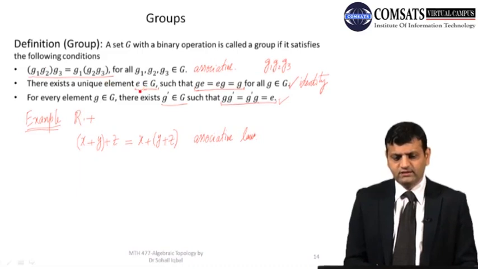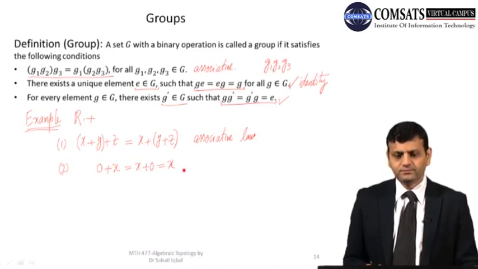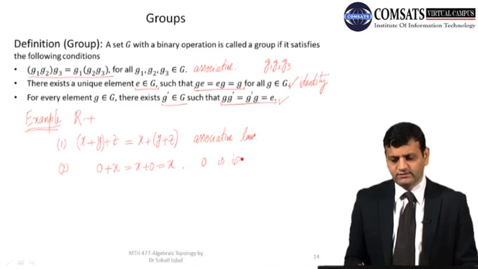Let's see if there exists an element such that if I add a real number and that element in any order, the result is the same real number. As we can guess, such a real number is 0. If I add any real number and 0 in any order, there will be no change in the result. So this 0 is the identity.